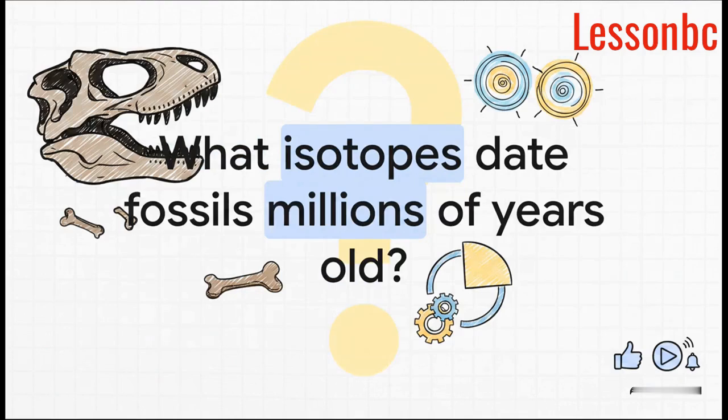Which leaves us with a truly fascinating, provocative thought to end on. If carbon-14 dating maxes out at roughly 50,000 years, what isotopes do scientists use to date dinosaur fossils that are literally millions of years old? I'll leave you to ponder that one.